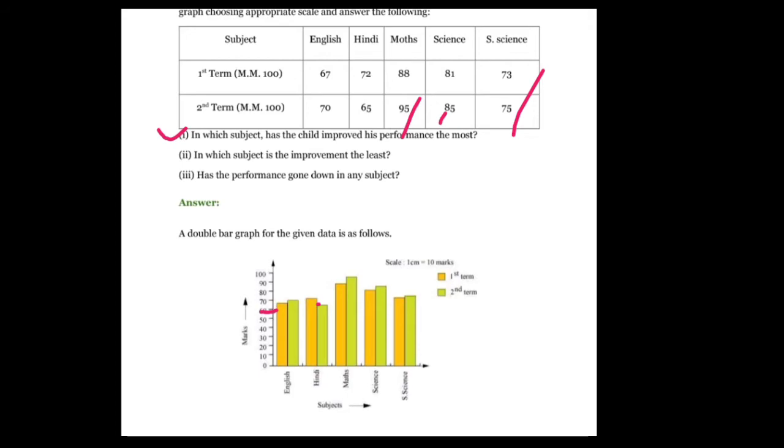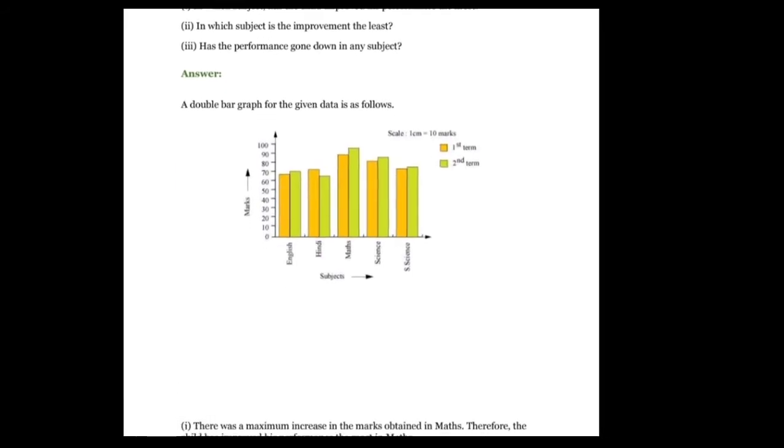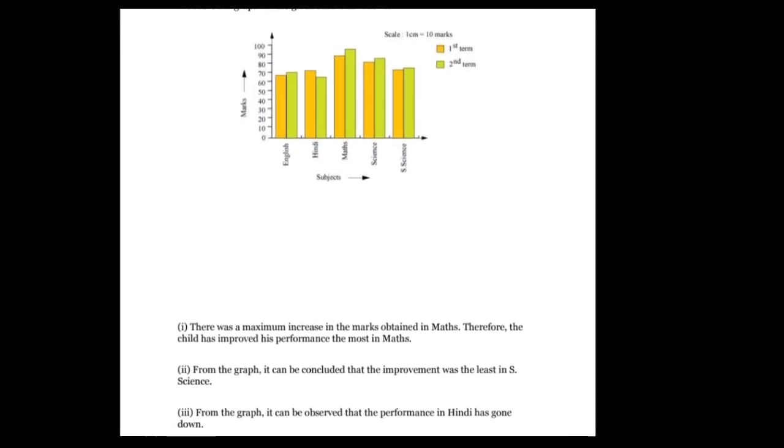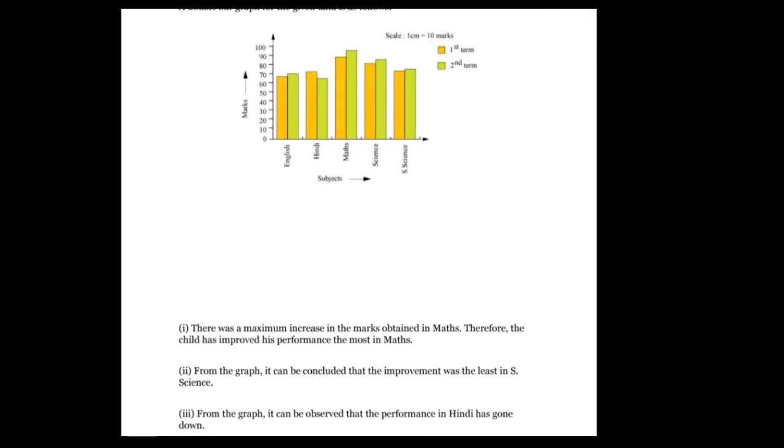After that, answer the given questions. In which subject has the child improved his performance the most? After observing the graph we can say that there was a maximum increase in the marks obtained in Maths. Therefore, the child has improved his performance the most in Maths.